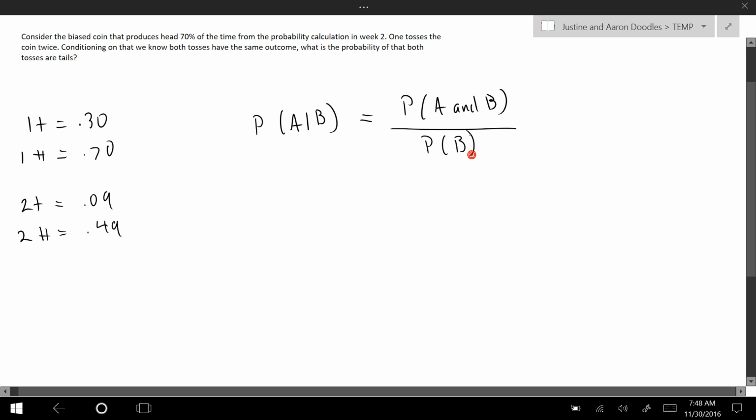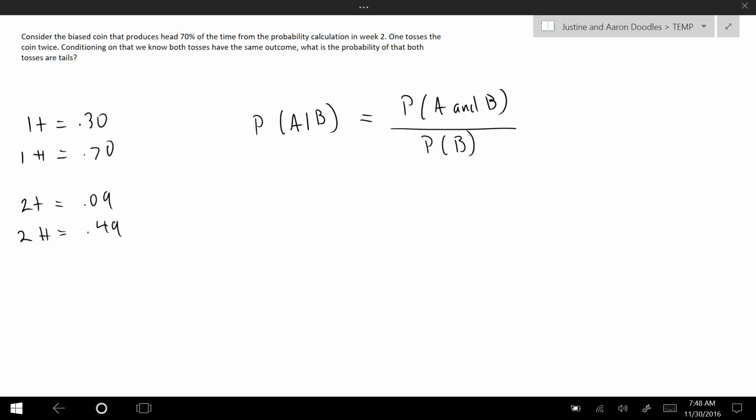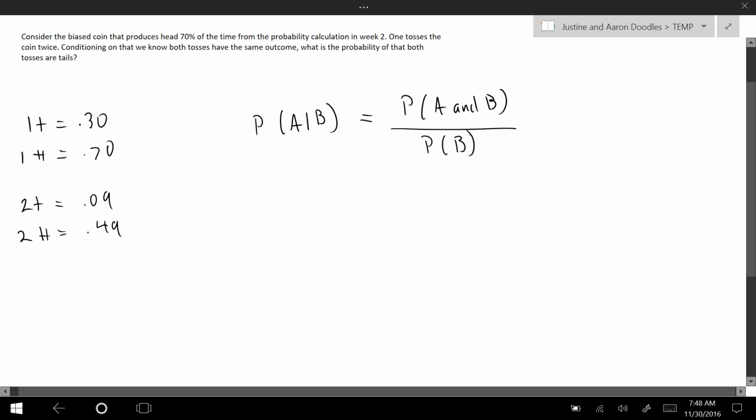I think one of the most difficult things that I had to do with this individual problem is really identify what is the A and which one is the B. I'll start off with A, which is the probability of A given B. In this case, we're trying to figure out what is the probability of both being tails? So this, I'm going to say both are tails.